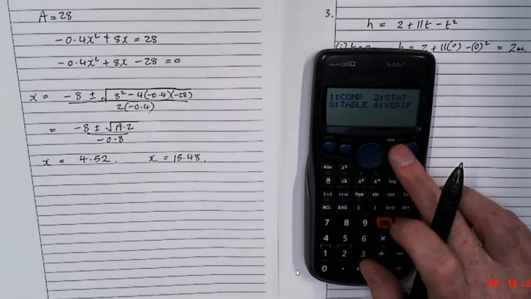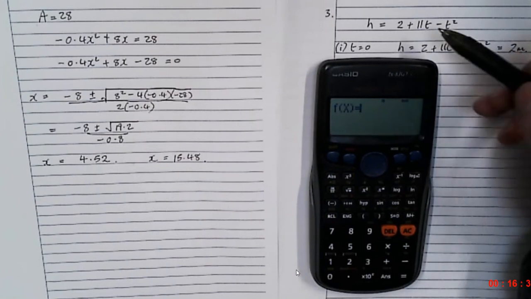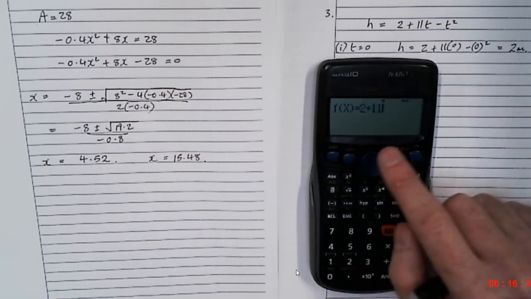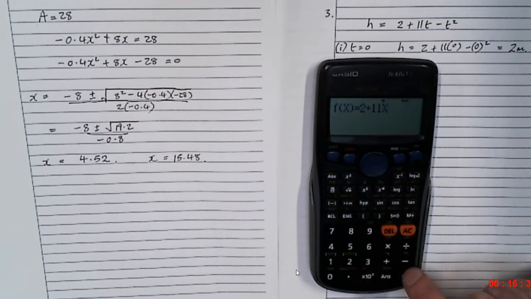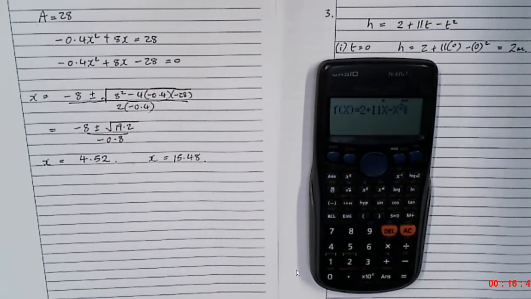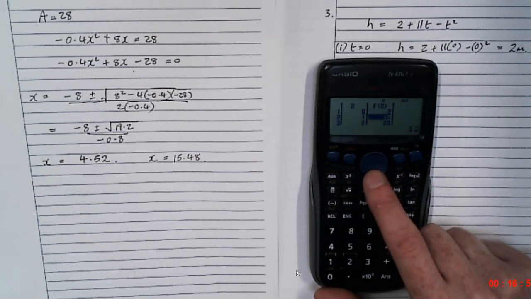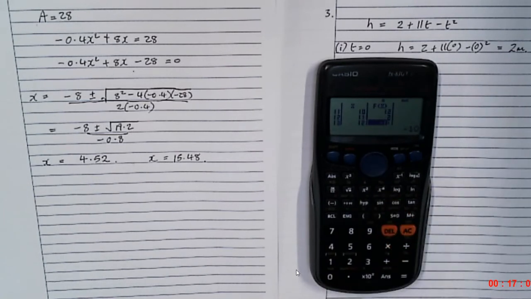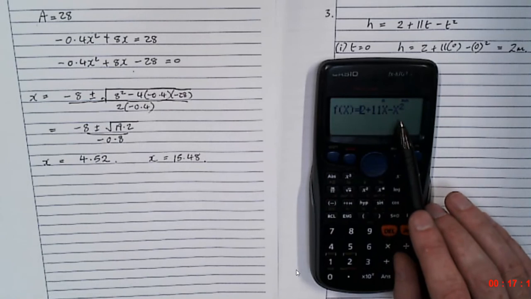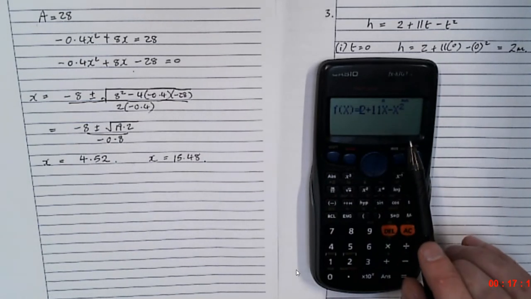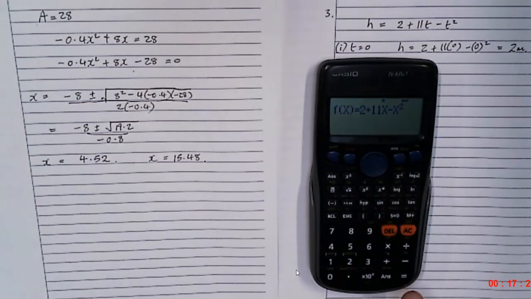On the calculator, go to mode, choose 3 for table, and then enter the formula you were given: 2 + 10x - x squared, using alpha x for the variable. Then press equals. When it asks, start at 0, and end at 12. The calculator then gives the values on the left-hand side.